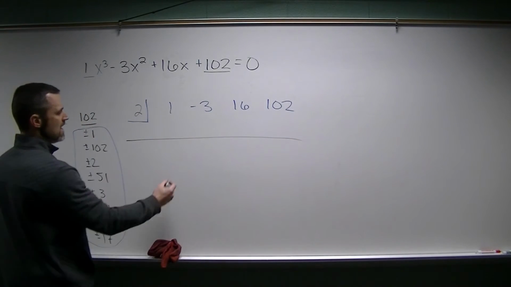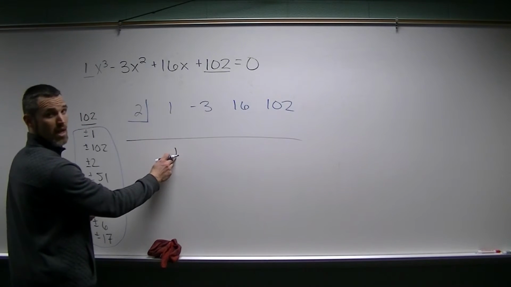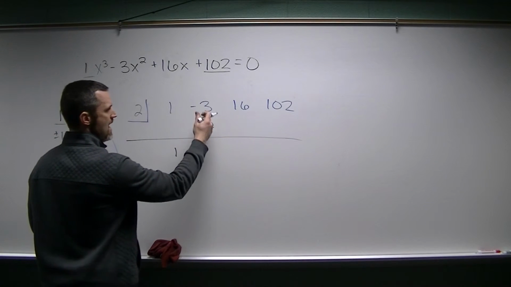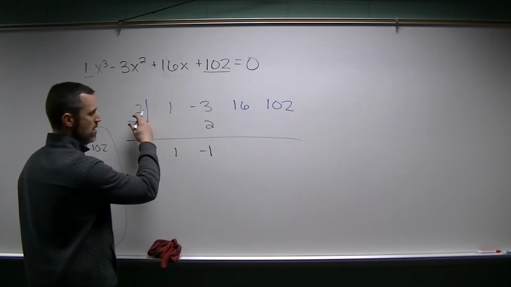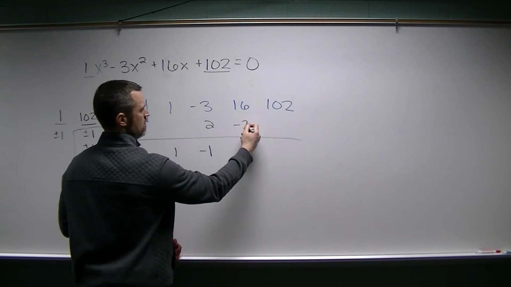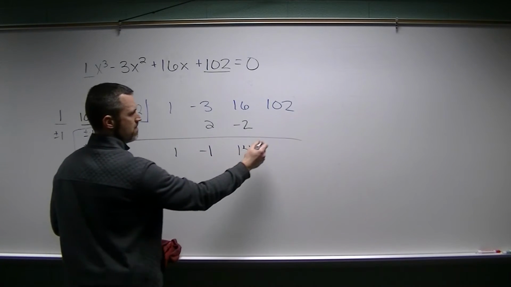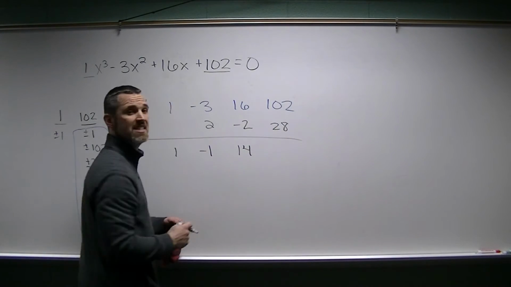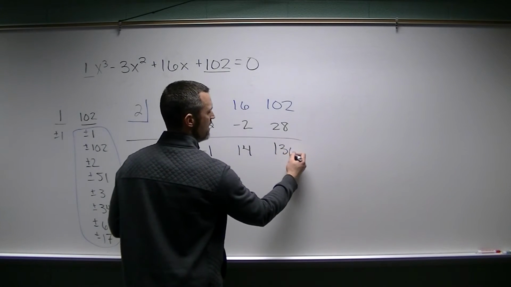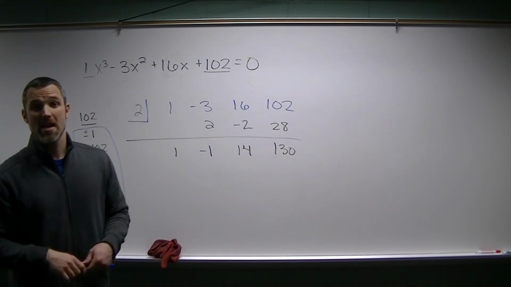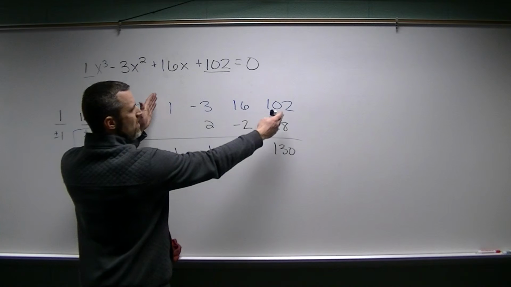Bring the first number down, 1, multiply, add, multiply, add, multiply. And I can see it's not going to work because I get 130 here. That really means I have a remainder. I should be able to decrease the degrees.